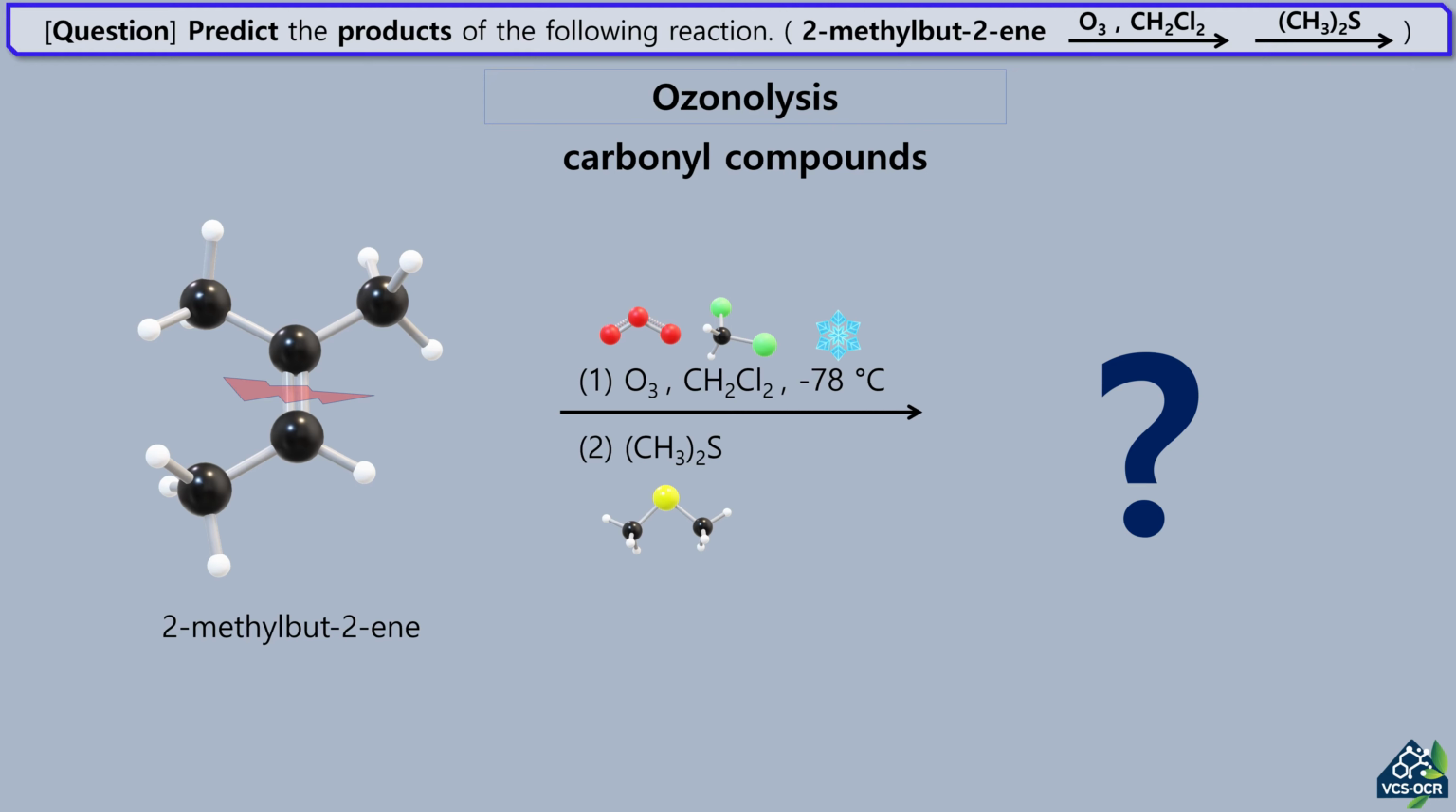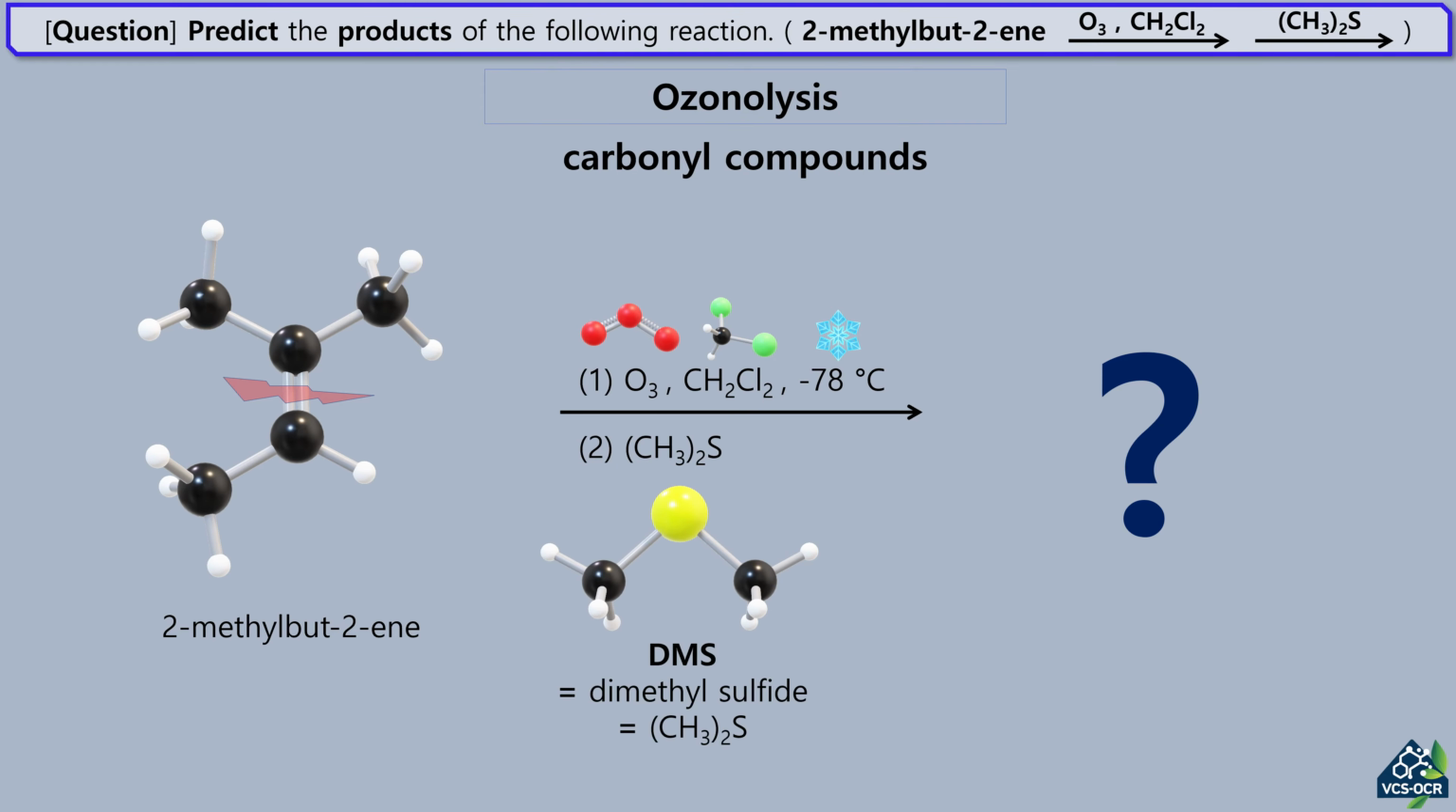Our goal is to predict the major products for the reaction of 2-methylbutene with ozone in the first stage, followed by treatment with a reductive workup agent like dimethyl sulfide, DMS, in the second stage.